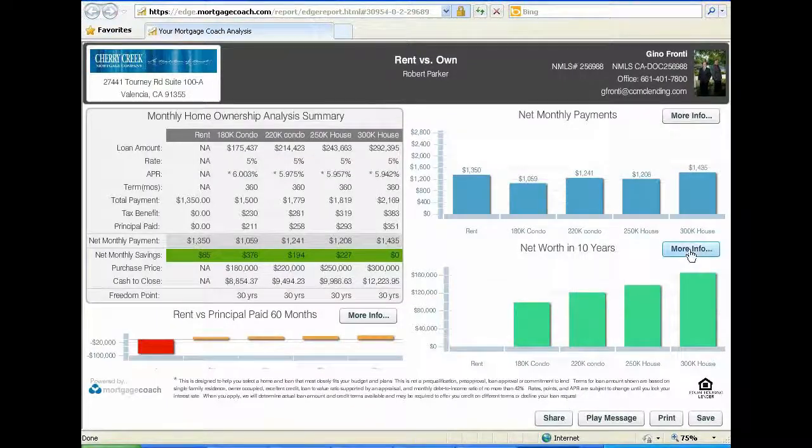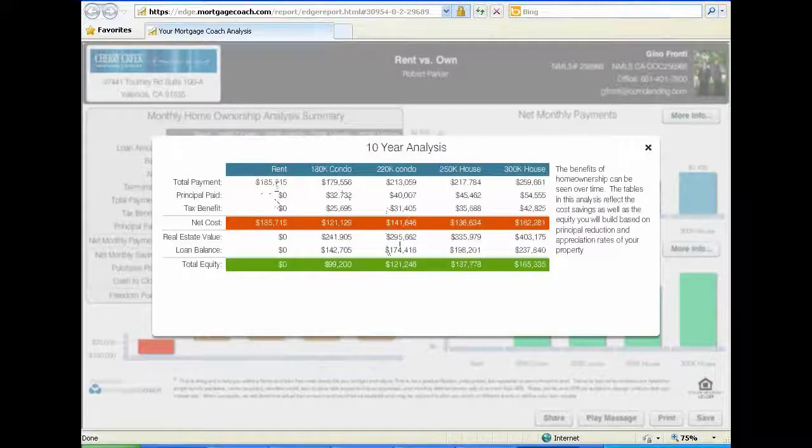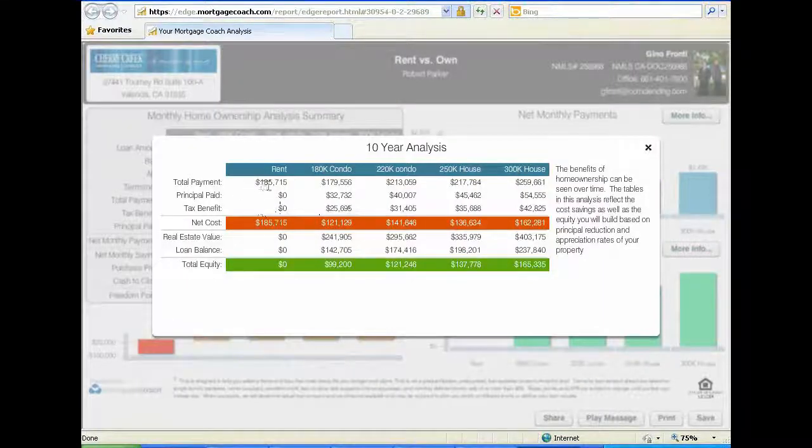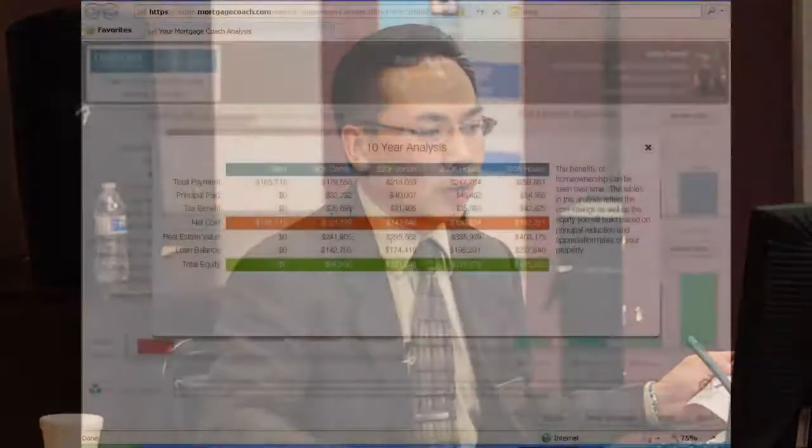The net worth in 10 years is, if you look at the math, and people have asked me, how do you come up with this net worth in 10 years? If we look at the total payment that they would have paid over, and you can change this number, over 10 years, they would have paid this much in rent, this much in mortgage payment, based on a 180, 220, 250, 300. Out of that, they got nothing, no equity, whereas this one would have paid down their loan by $32,000, $40,000, $45,000, and $54,000. Their tax benefit, meaning they would have received more, this much more in tax refund, would have been this much.